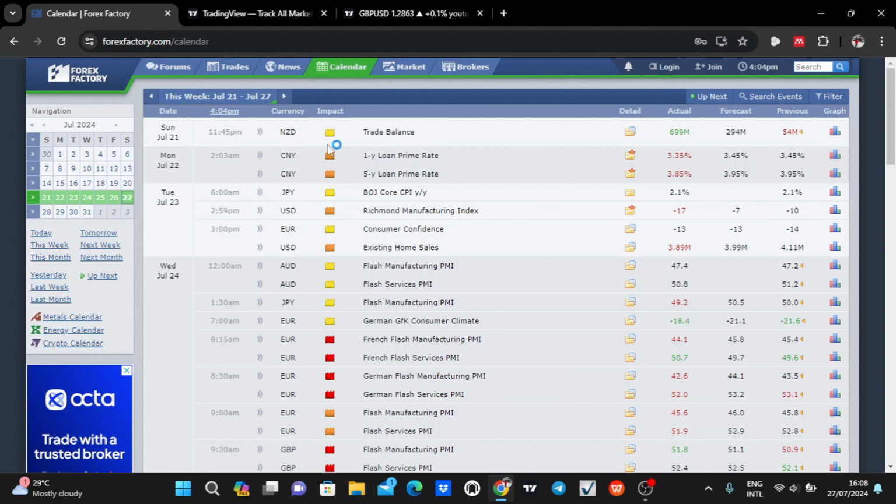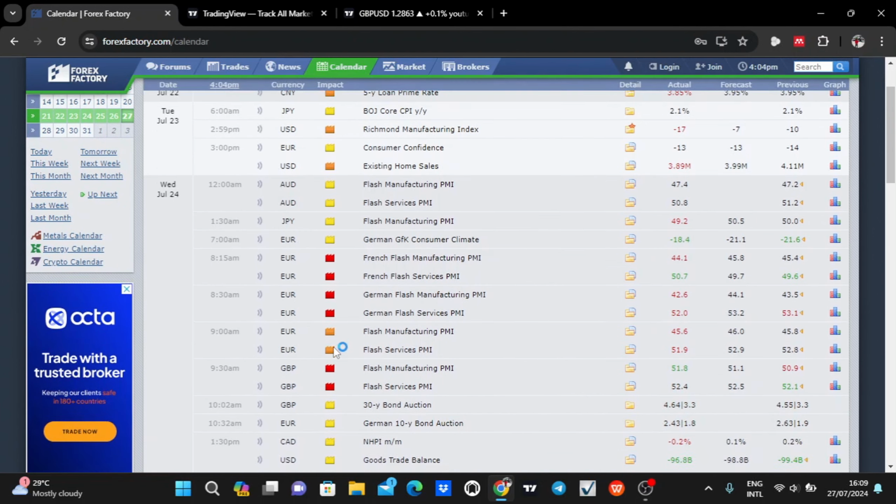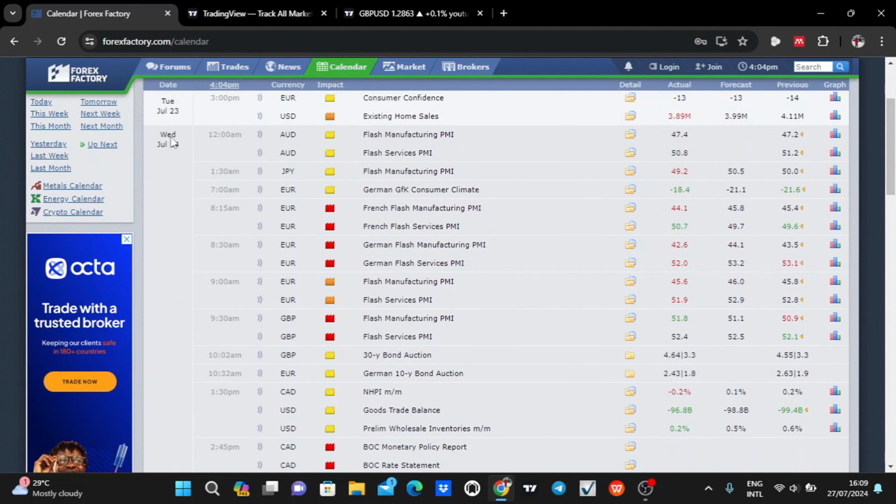Okay, but like I said earlier, this yellow box signifies that this particular news is going to have a very low impact on that currency. Then when you see the orange color, it shows medium impact. Then the red color shows high impact. Like on this day, it was on Wednesday, July 24th. The euro had a high impact news around 8:15 a.m.